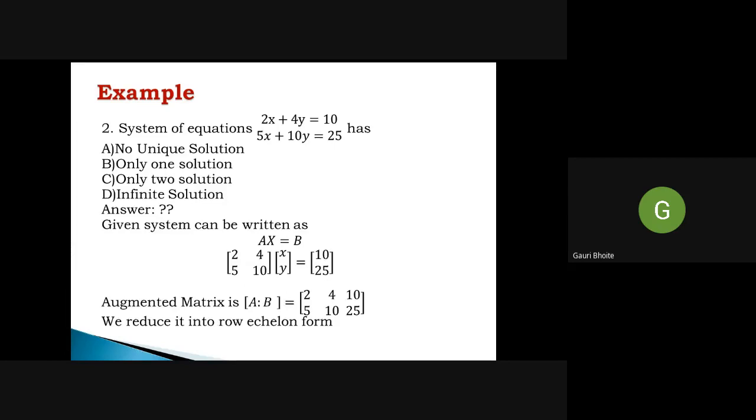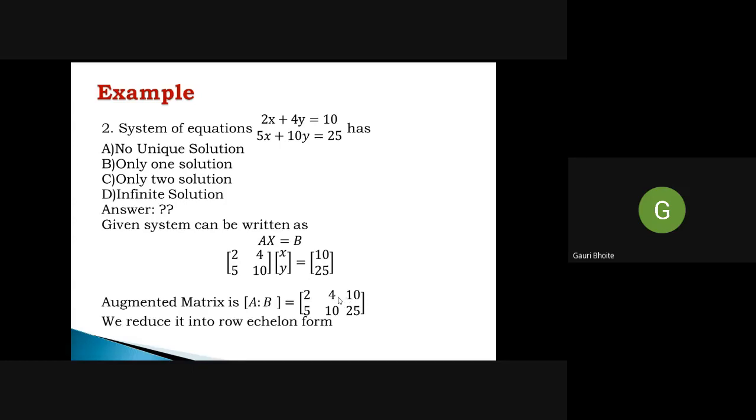Now my augmented matrix is matrix A along with one more column vector, that is B. So augmented matrix AB is 2, 4, 10, 5, 10, 25. The last column is just the B column added to A. That is the augmented matrix AB. Now reduce this matrix into echelon form to find the rank.